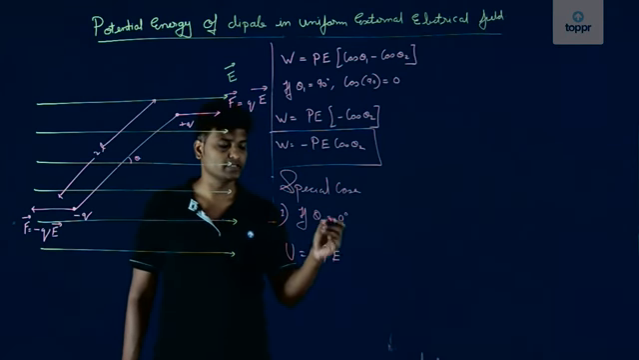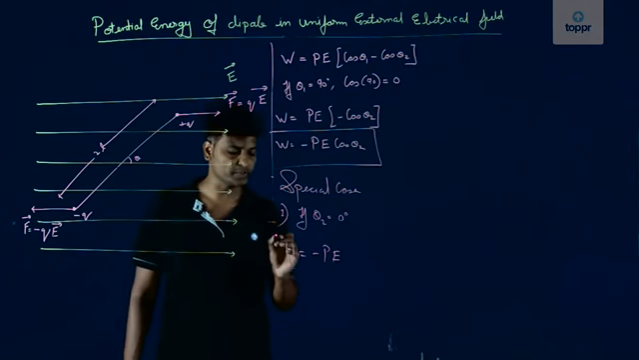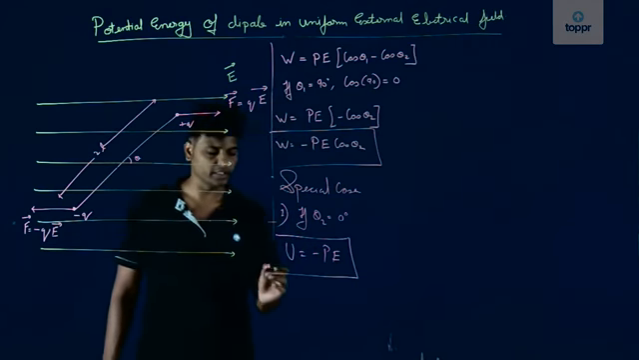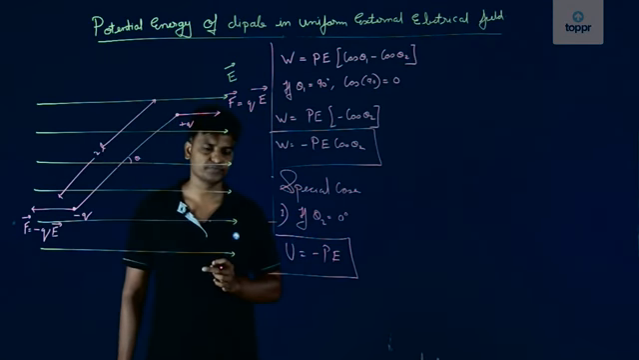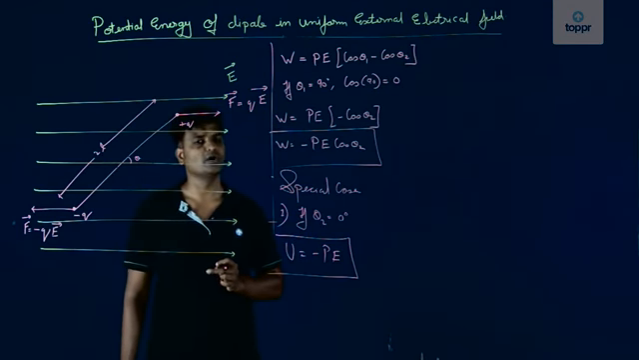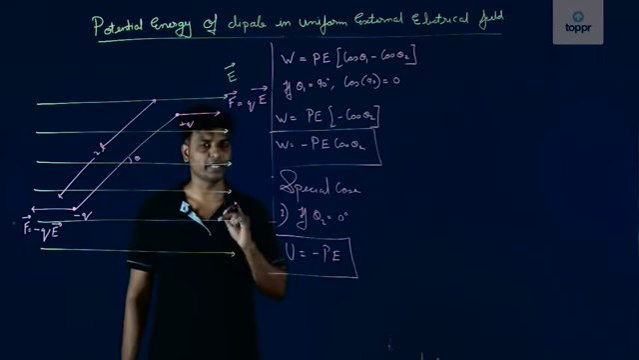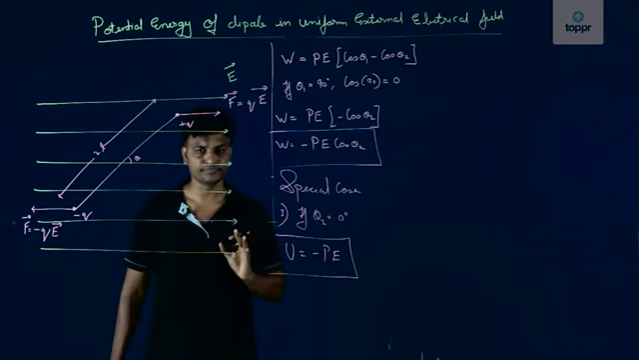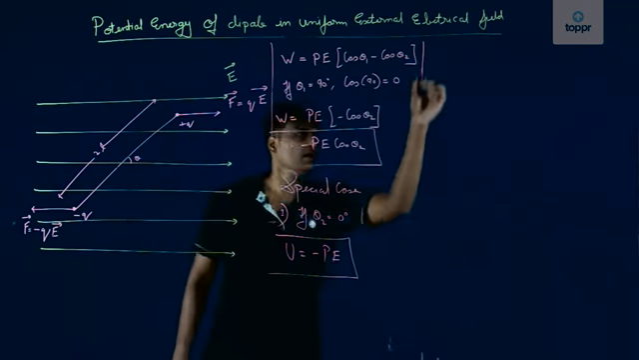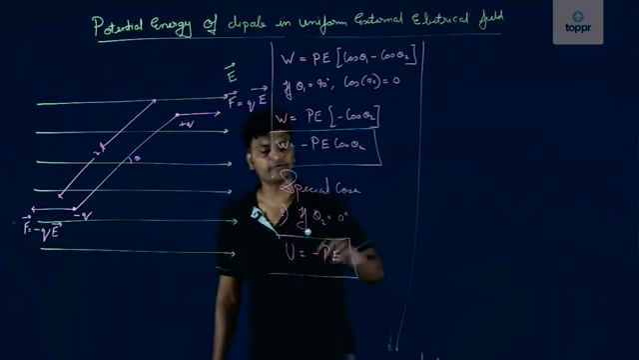cos 0. Cos 0 is what? 1. So U is equal to minus P into E. So this is the minimum potential energy which can be stored inside the electrical dipole when it is in stable equilibrium. Okay.